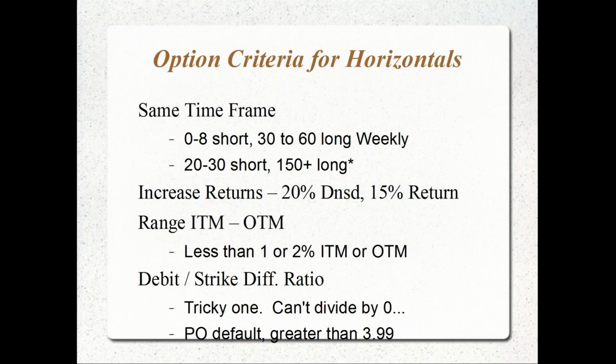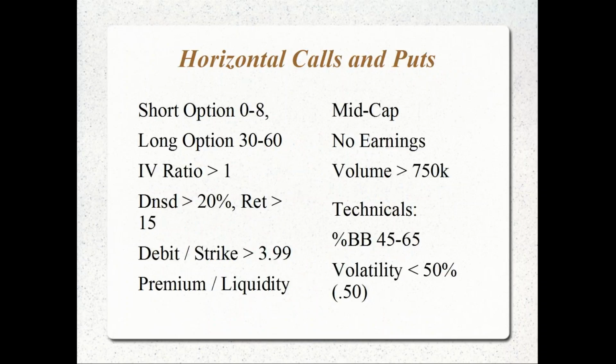Now, the debit to strike difference ratio, of course, is thrown out the window in this scenario. The strike difference is 0. A horizontal is the same strike spread, so you can't divide by 0. We can't look for that number. So the delta ratio isn't as much, and both your deltas are going to be around 0.5, 0.55, or 0.45 because you're going right at the money. Now, to help you identify positions that have this on the power option search in the calendar spreads, calendar calls or calendar puts, you can set the debit to strike difference ratio to be greater than 3.99, and it'll show you only spreads that have the same strike. We'll talk about that in a later presentation.